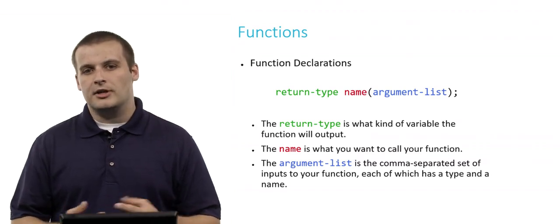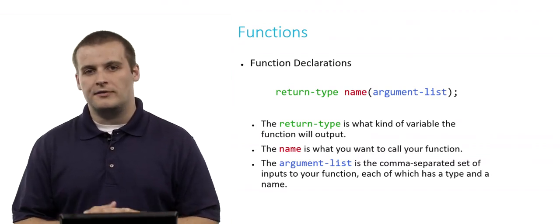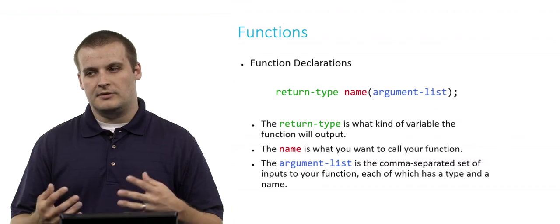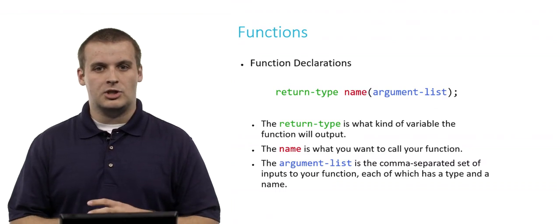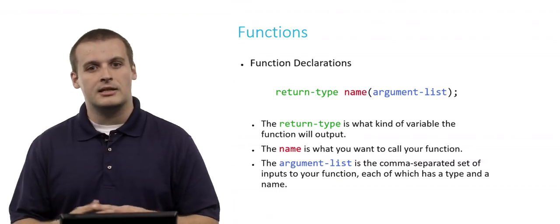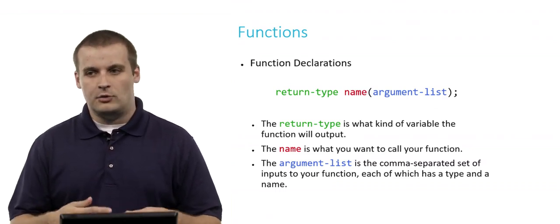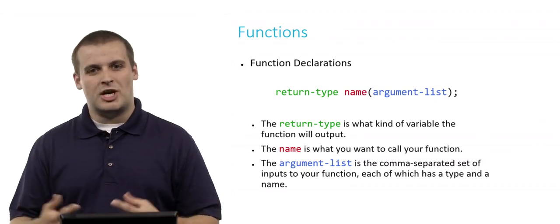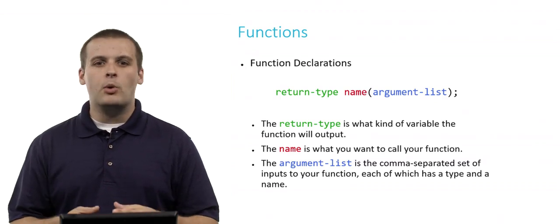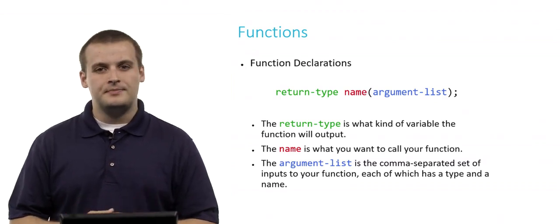Name is what you want to call your function. This is probably the least important part of the function declaration in terms of functionality, but it's actually probably one of the most important parts of the function declaration in terms of knowing what the function actually does. If you name your function f or g or h or mystery or something like that, you're probably going to get a little tripped up trying to remember what those functions do. So it's important to give your functions meaningful names.